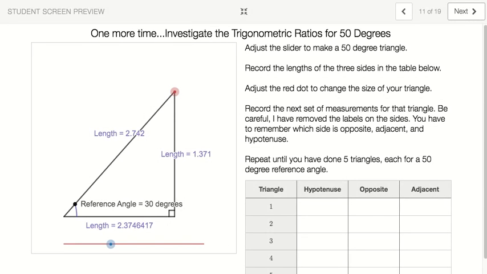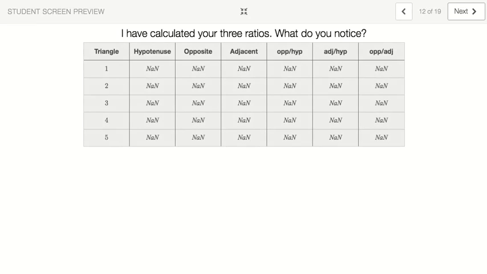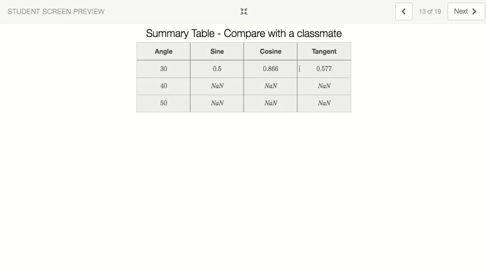Then you're going to investigate the 50-degree reference angle. So far you would have done 30 degrees, 40 degrees, and now the 50-degree reference angle. You'll do that again: set up the ratio opposite over hypotenuse, and then you're going to tell me what you notice.